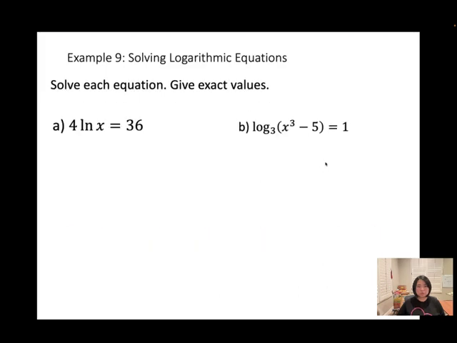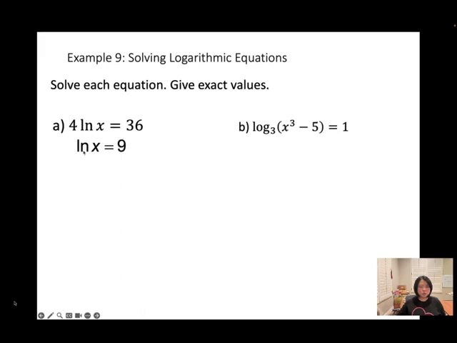Example 9. Solve each equation. Give exact values. So we have 4 ln x equal to 36. Since we have the constant here, we're going to divide by 4 on both sides. Okay, let's write it out.